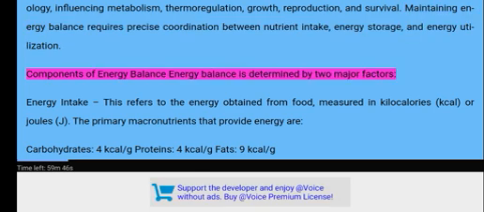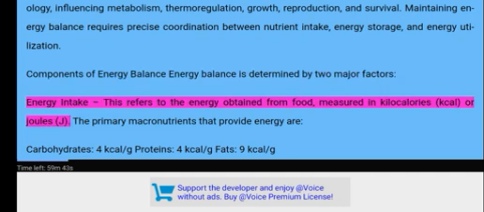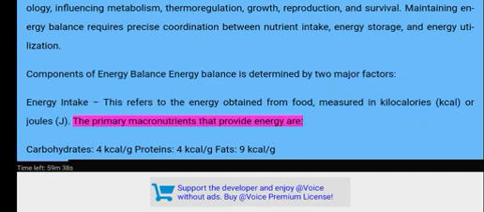Components of energy balance. Energy balance is determined by two major factors. Energy intake. This refers to the energy obtained from food, measured in kilocalories (kcal) or joules (J). The primary macronutrients that provide energy are carbohydrates, 4 kilocalories per gram; proteins, 4 kilocalories per gram; fats, 9 kilocalories per gram.